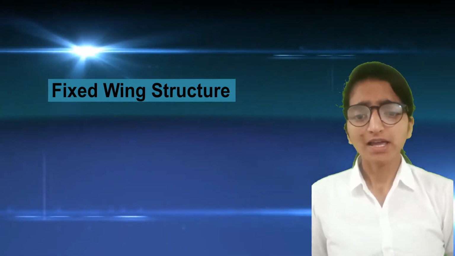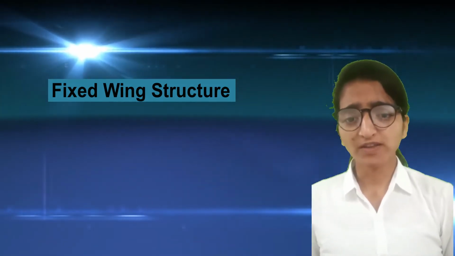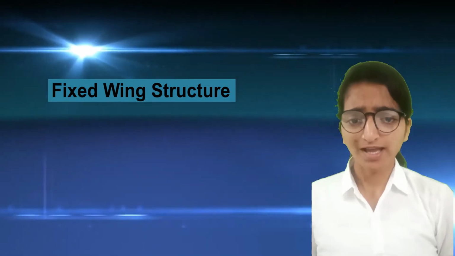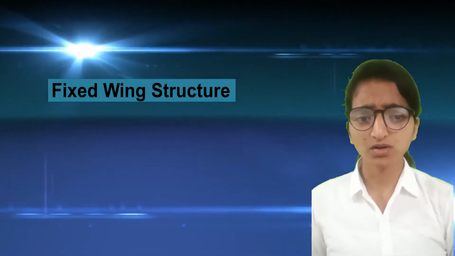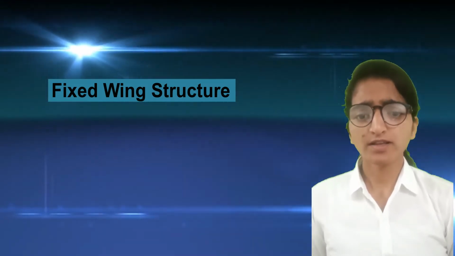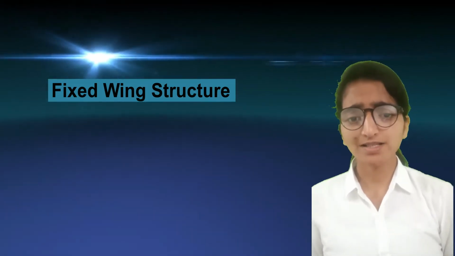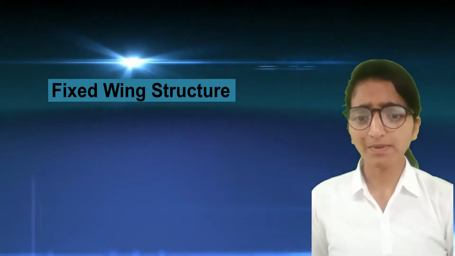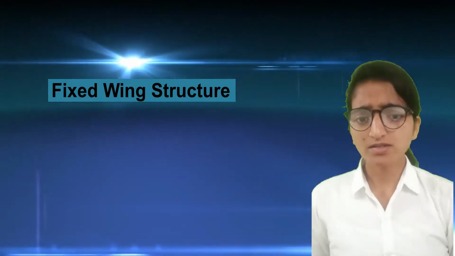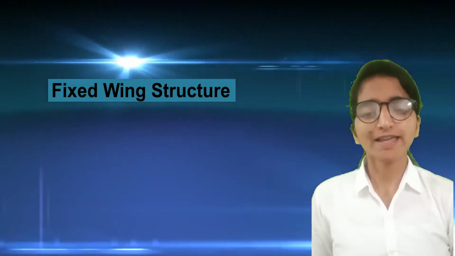So again, if we talk about fixed wing structure, then fixed wing drones, as the name suggests, have two fixed wings along the lateral axis of the aircraft. Fixed wing UAVs consist of a rigid wing that has an airfoil shape, which makes flight capable by generating lift caused by the UAV's forward airspeed.